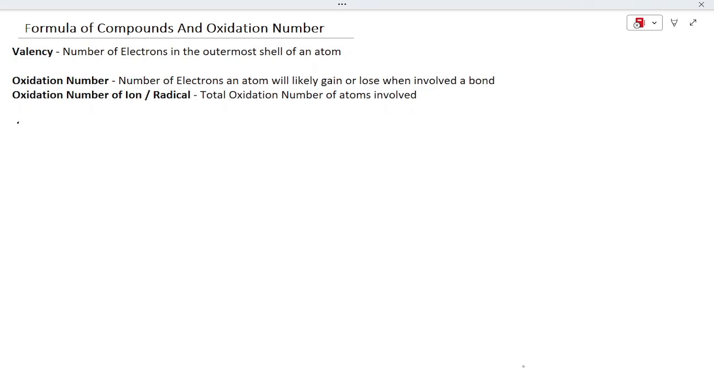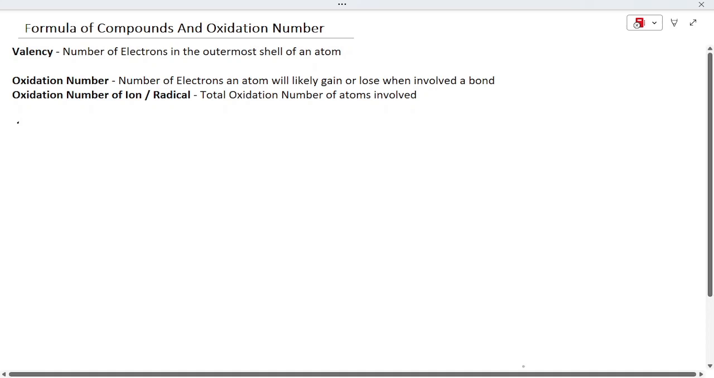Alright, so now, like I already said, we are focusing today on how to calculate the oxidation number of radicals. And the simple way to do it is you simply get the oxidation number of different atoms that are involved in the radicals and add them together. And that is all you simply need.